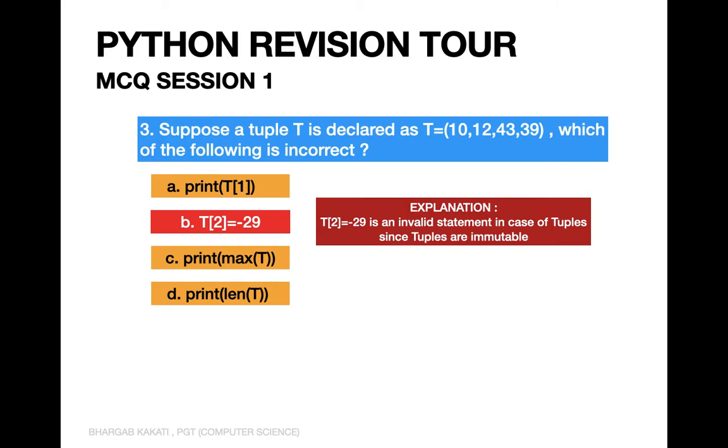The reason is that T[2] equals to minus 29 is an invalid statement in case of tuples, since tuples are immutable. Now, if you have studied properly in class 11, the point was that tuples are immutable data objects. Therefore, we cannot change the value of the tuples after creation. Now, in option B, we are trying to change the values of the tuples after tuple creation, which is not permissible. Therefore, it is an invalid statement.